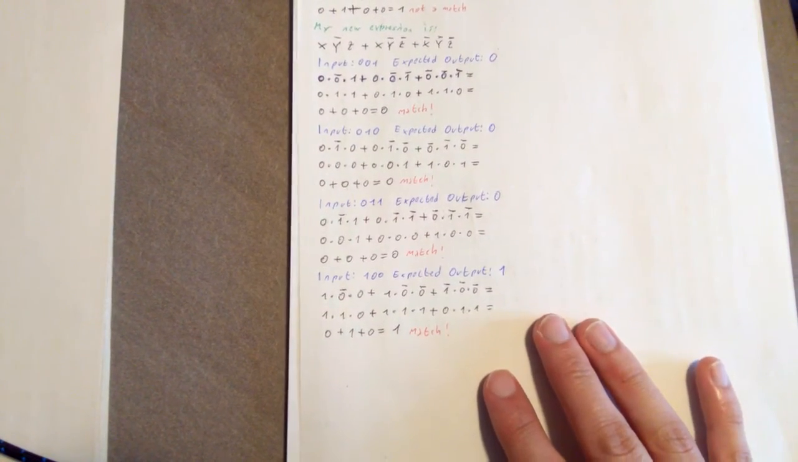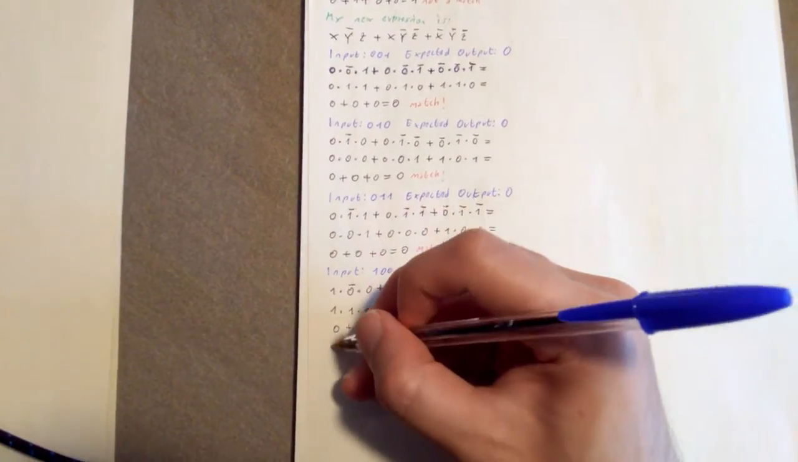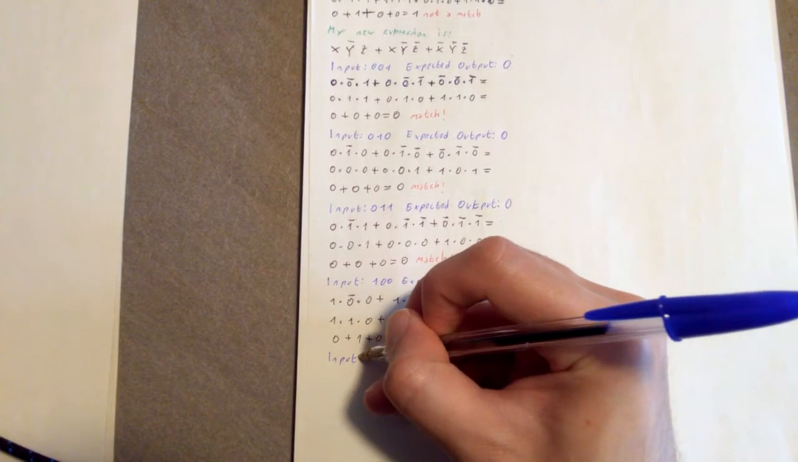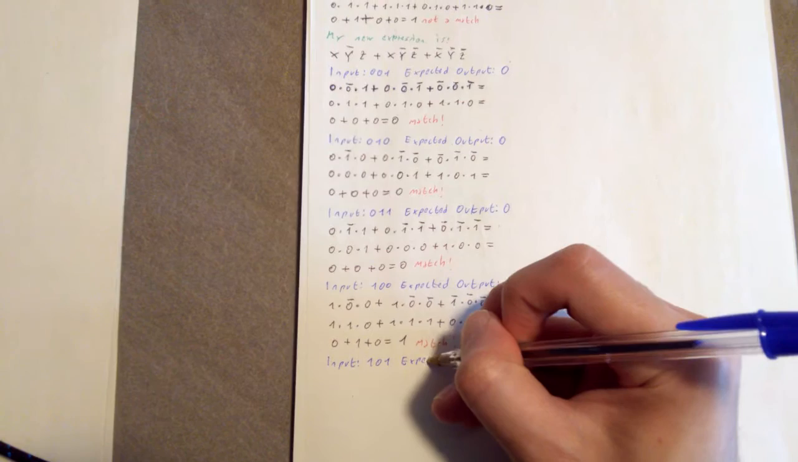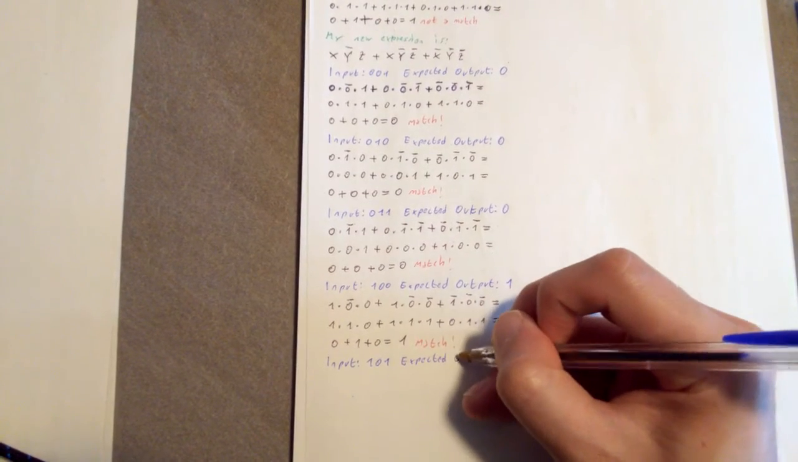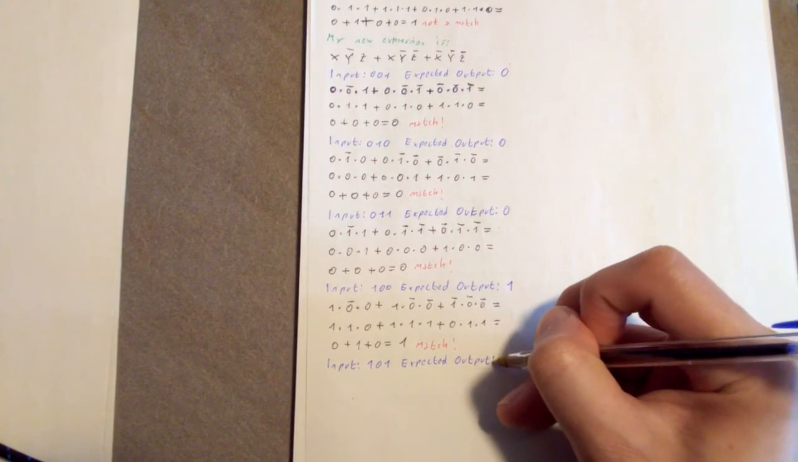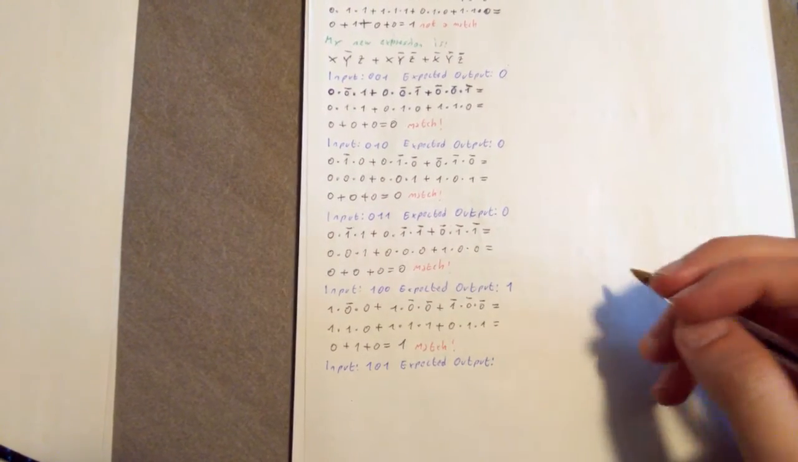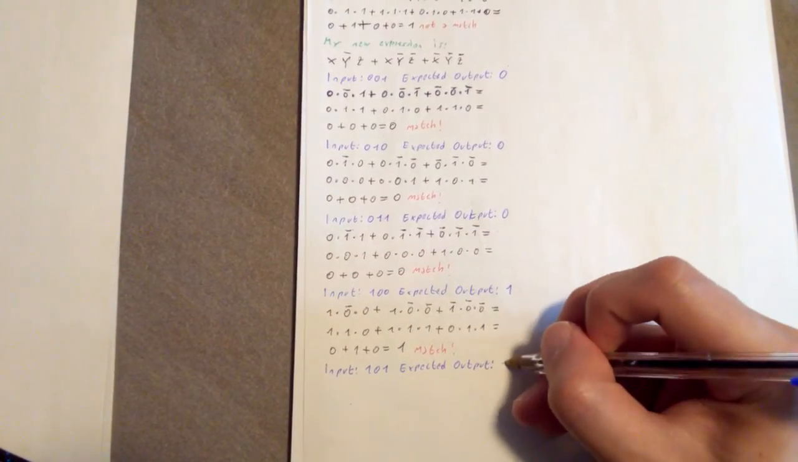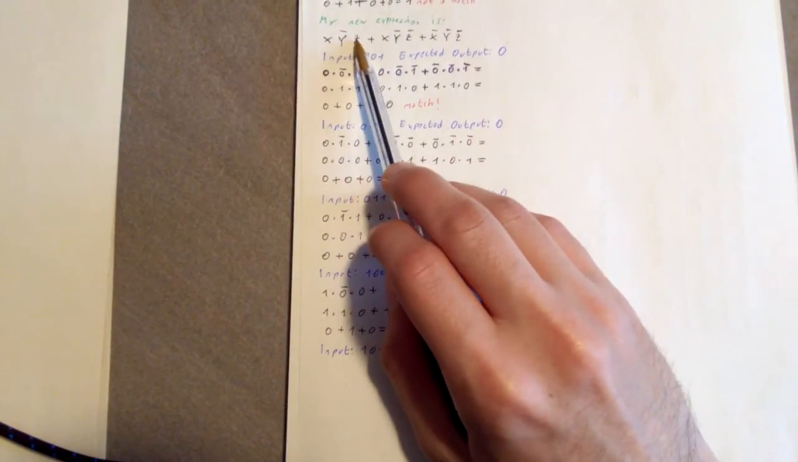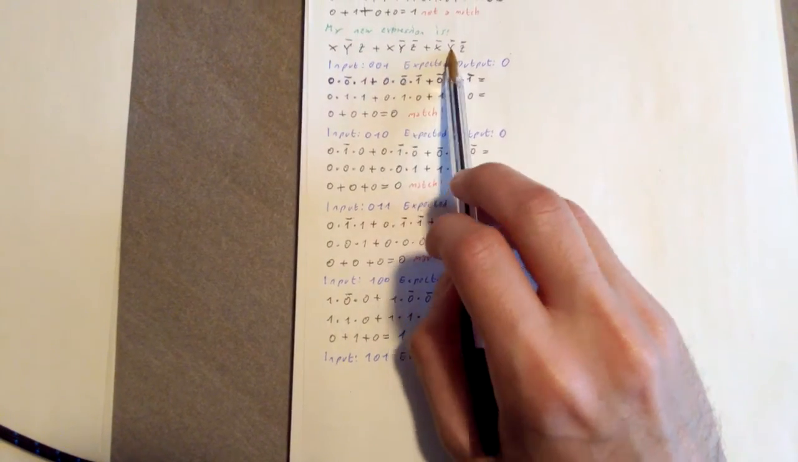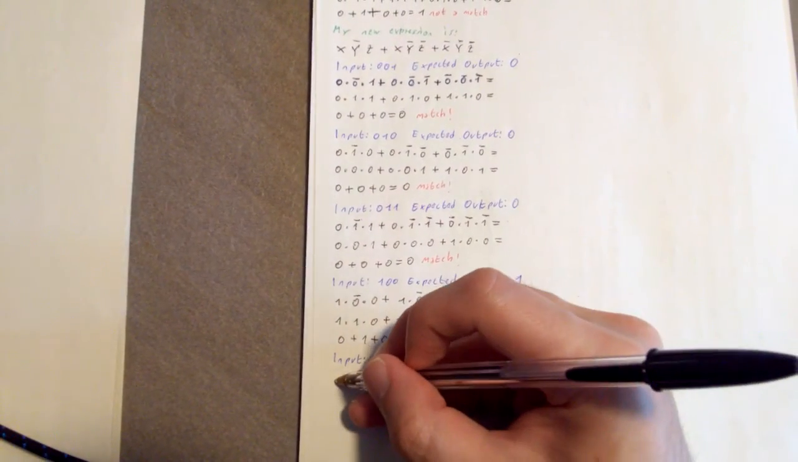So input 101 and expected output. 101 and the expected output is still a 1. Let's see. Let's put 101 in here and in here again, as we always do.